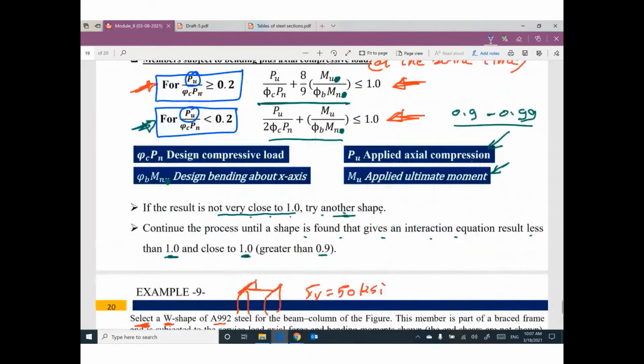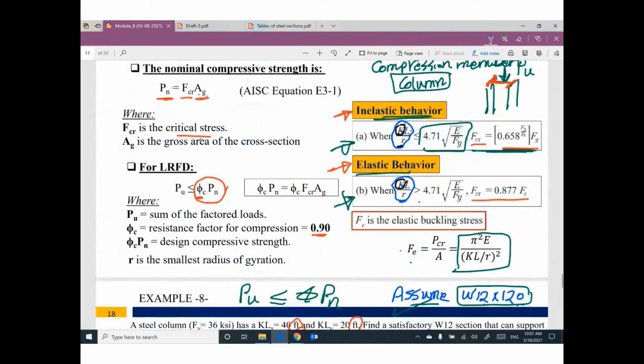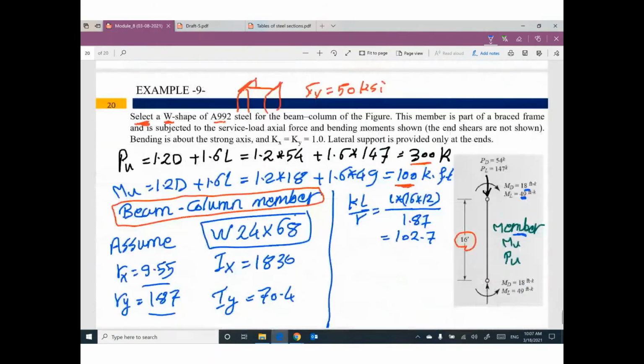Okay. What is the value of 4.71 square root E divide F yield? E 29,000 divide 50 under square root times 4.71. This value will be 113. So the situation right now: KL divide r, which is the slenderness ratio, is smaller than 4.71 square root E divide F yield. So what is the meaning?